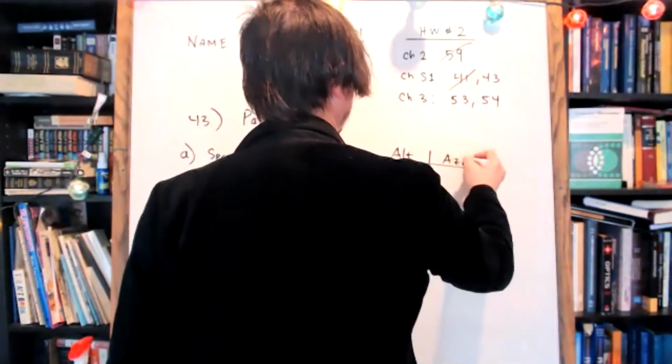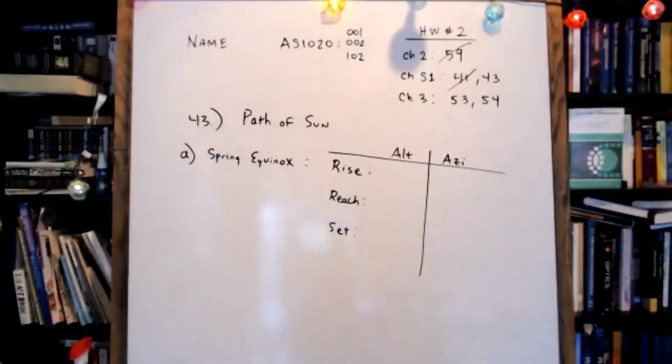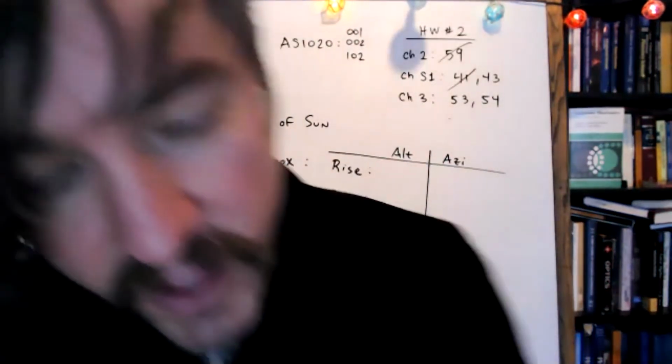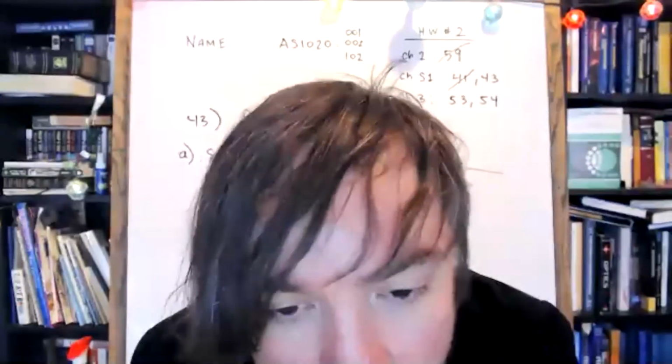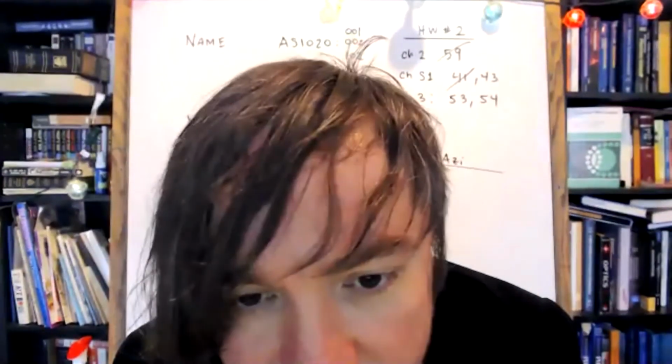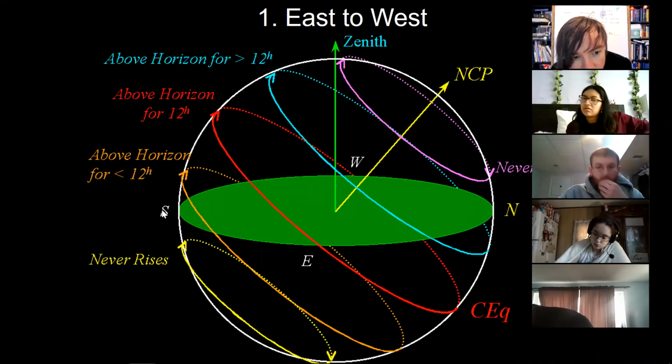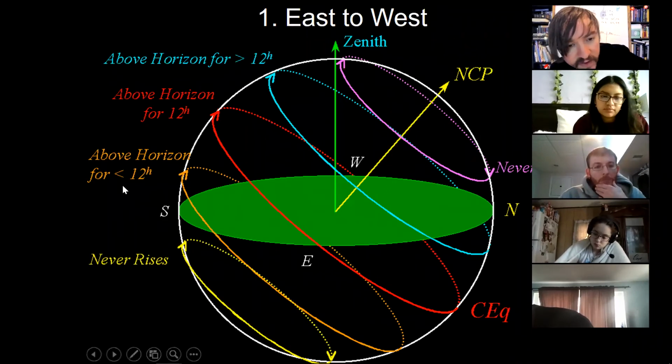Altitude and azimuth. Let me do this one with you so that you can get the swing of the thing. On the spring equinox, the sun will travel the path of the celestial equator.